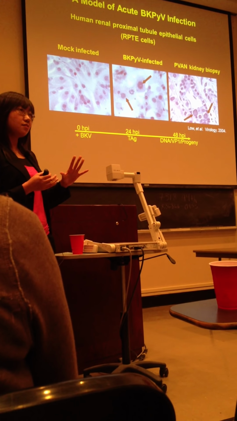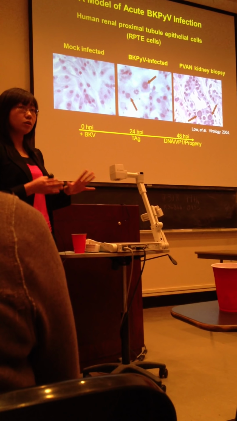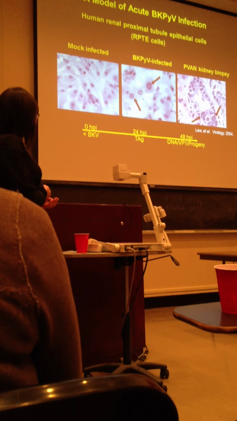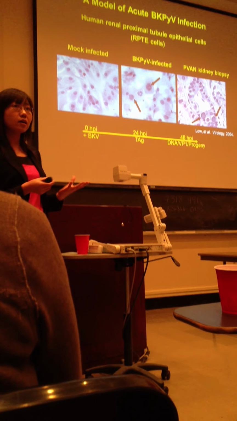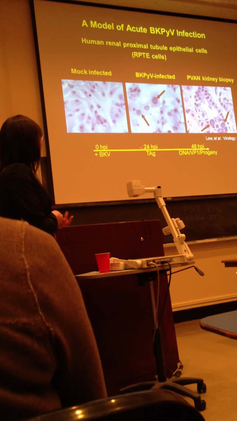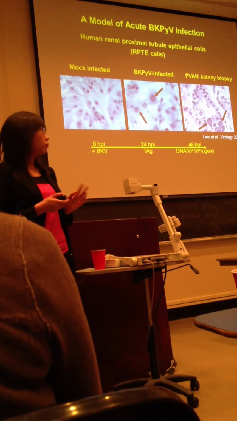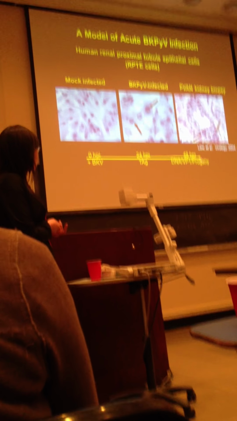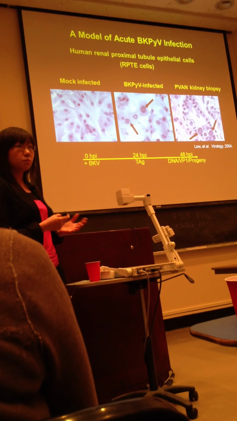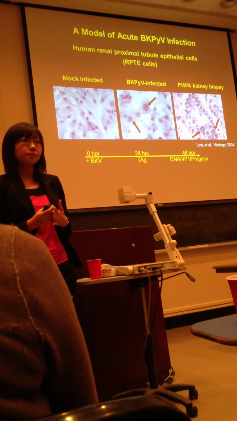A lytic infection means it can go through its whole life cycle in this cell type that we use in vitro. What we found is that if we infect those cells with purified virus, we can detect early gene expression at about 24 hours post-infection. And then by 48 hours post-infection, we can start to detect viral genome replication, late gene expression, and also progeny production.